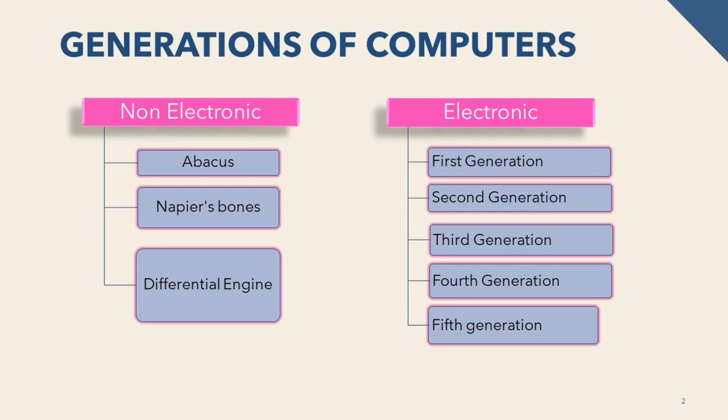A quick recap of the previous video: 1. Non-electronic generation, 2. Electronic generation. The non-electronic generation is also referred to as zero generation. The electronic generation is classified into 5 different generations. In this, we have seen the first generation and second generation. Let's move on to the third generation.